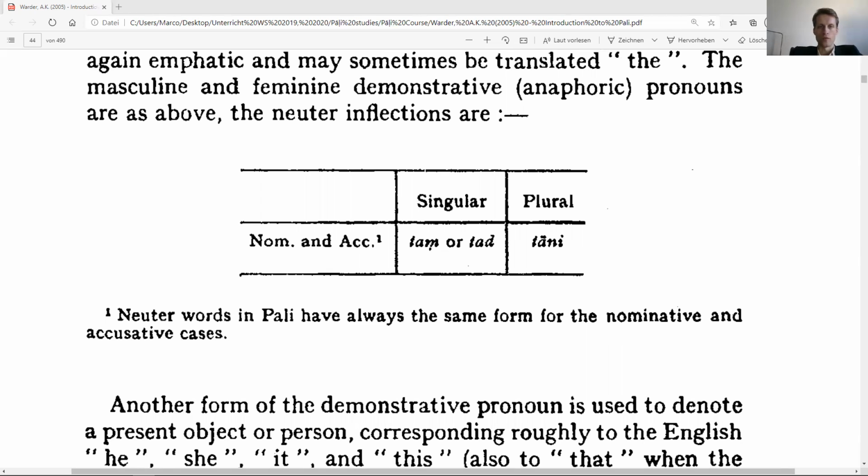Another form of the demonstrative pronoun is used to denote a present object or person corresponding roughly to the English he, she, it, and this, but also to that when the object is pointed at, i.e. when it is present. It may be called a deictic pronoun pointing to someone or something present to the hearers in direct speech. The inflections are the same with the prefix e.